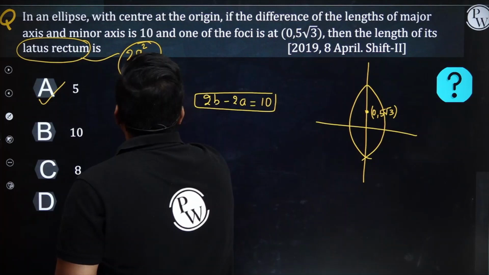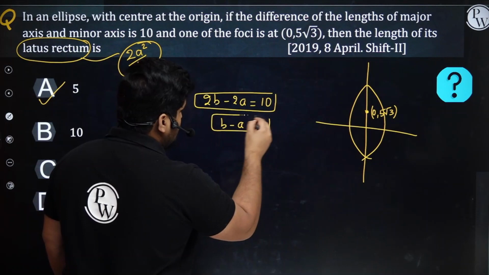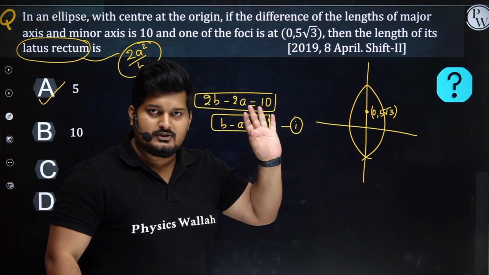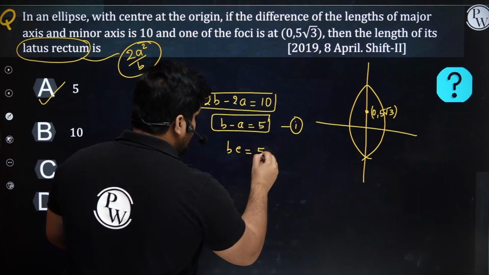So we have b minus a equal to 5. This is one relation. Then b into e, right? (0, b) is the focus. So what is b into e? b into e is 5√3.